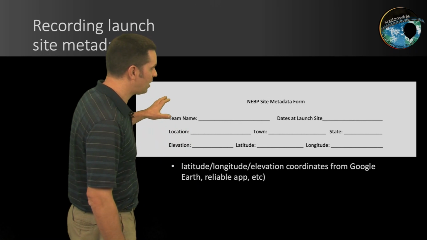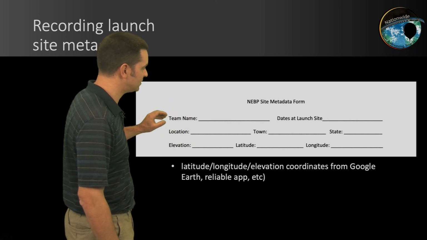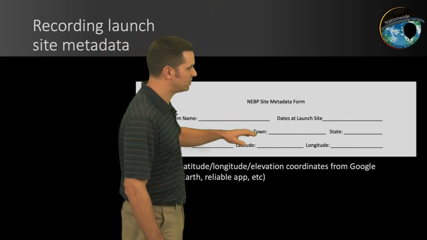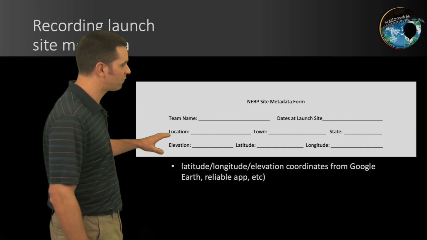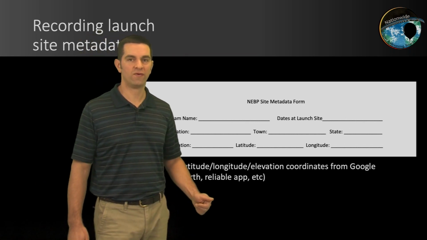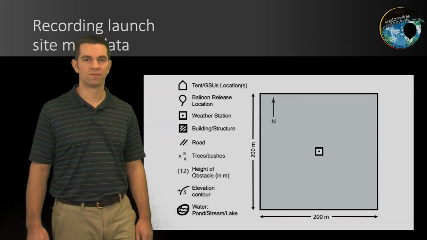You'll have a team name and the dates of the launch, the location, right? Is it Santa Fe High School? Where is it? The town, the state. And grab some good coordinates and elevation data from a place like Google Earth and fill those in so that we can pin that on a map when we need to.